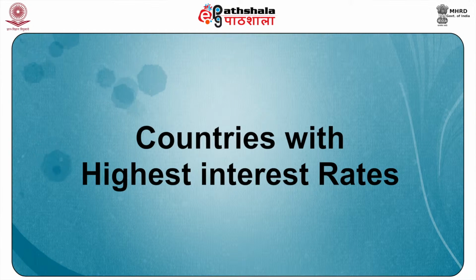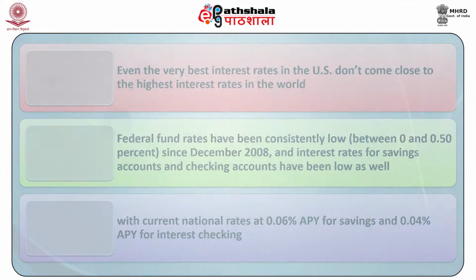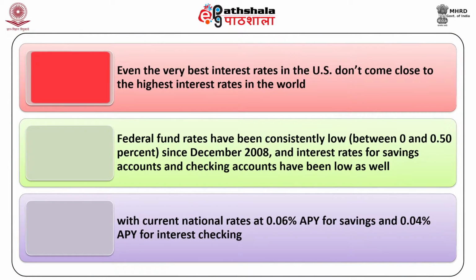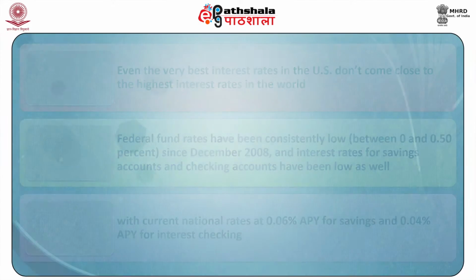Next, we will discuss the countries with the highest interest rates. Even the very best interest rates in the US don't come close to the highest interest rates in the world. Federal fund rates have been consistently low, between 0 and 0.50%, since December 2008, and interest rates for savings accounts and checking accounts have been low as well, with current national rates at 0.06% APY for savings and 0.04% APY for interest checking. Despite these all-time low interest rates, there is still some money to be made out there. You just won't find it anywhere near the US.